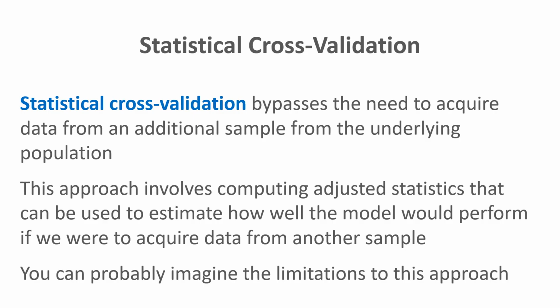Statistical cross-validation bypasses the need to acquire data from an additional sample from the underlying population. This approach involves computing adjusted statistics that can be used to estimate how well the model would perform if we were to acquire data from another sample. But again, we're not acquiring data from another sample. We're computing these based on the initial original sample of data. So you can imagine that this has some limitations because we're not actually applying the model to an unseen sample of data that the model was not trained on initially.